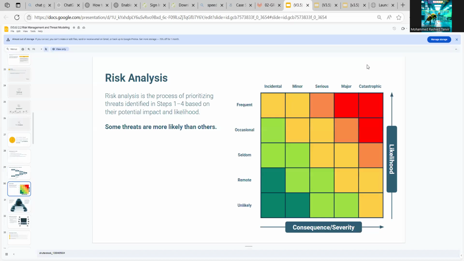So suppose unlikely is one color. What is the color? I'm color blind. Unlikely, what is the color name? Green? Yes, this is green. And remote, any incidents, green; minor incidents, minor remote incidents, yellow; serious incidents, major incidents. So this is the one graph. We will work on this graph later.